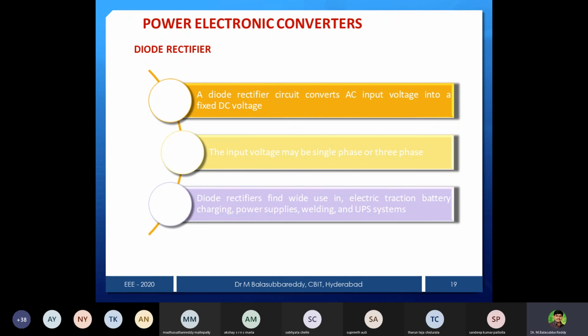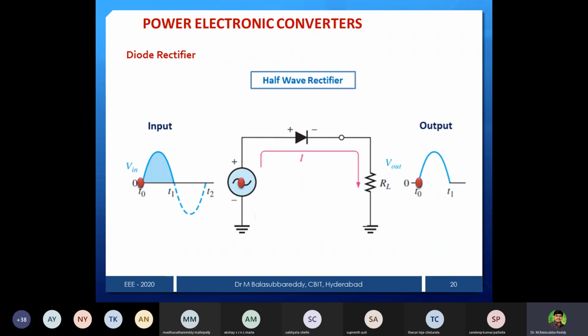This will be used in electric traction or battery charging. These are the applications actually: traction application, battery charging application, power supplies, welding application and UPS. In our house we have a UPS. Normally the AC supply will be there, and before the battery there is a diode rectifier. It will convert AC to DC and charge the battery, and then it is connected to an inverter. That is the sequence.